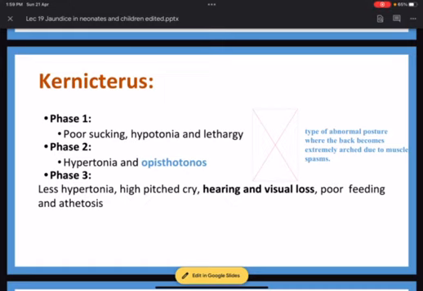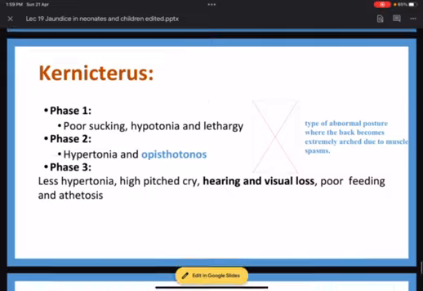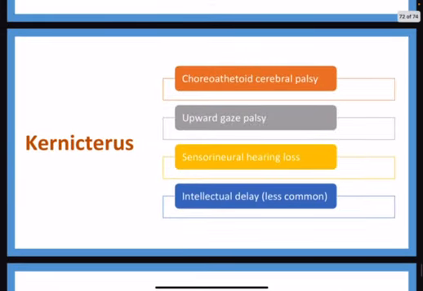بالصورة. Phase 3, the hypertonia will start to improve. They will develop high pitch cry. They will be very irritable. دائما في البيبي is irritable crying, high pitch cry. This will lead to sometimes in some kids visual loss and hearing loss. Okay. These are the neurological manifestations for kernicterus: choreoathetoid cerebral palsy, upward gaze palsy, sensorineural hearing loss, and of course intellectual disability.